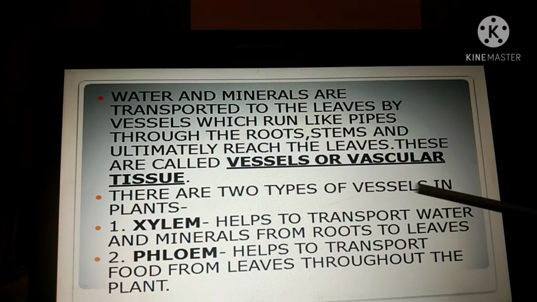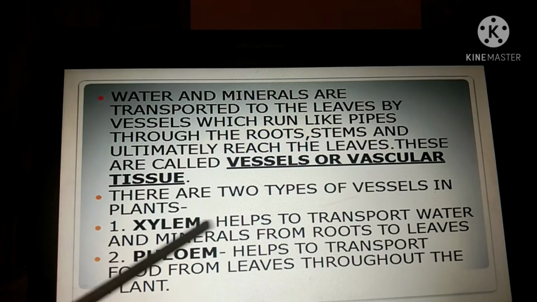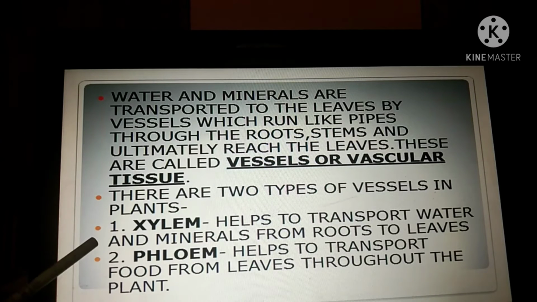Now there are two types of vessels. The first vessel is called the xylem. What does the xylem do? The xylem helps to transport water and minerals from the roots to the leaf. So from the root to the leaf, there will be certain pipes. In simple terms, those pipes are called xylem vessels. And what will those pipes do? They will transport the water and minerals from the roots to the leaf.